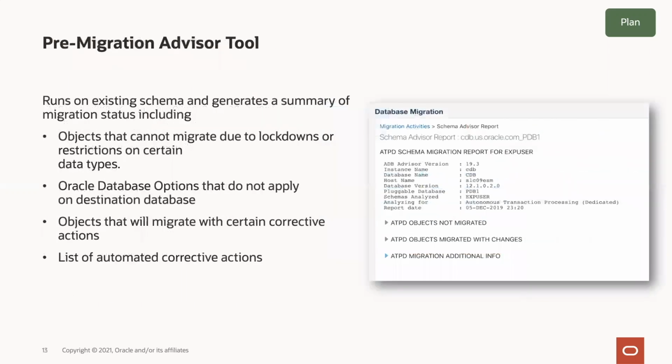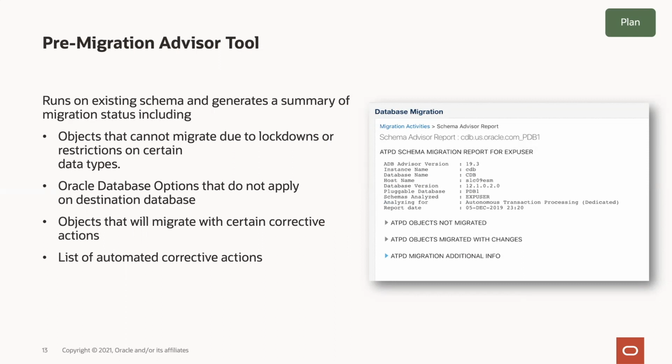Continuing on step 1, once a plan is in place, it runs an existing schema and gives you a summary status that includes objects that cannot be migrated due to certain restrictions or lockdowns. Some database options in the source database may not be applicable to the destination database. The summary also calls out objects that will migrate with certain corrective actions. In addition, it will also list out automated corrective actions for you to act on.